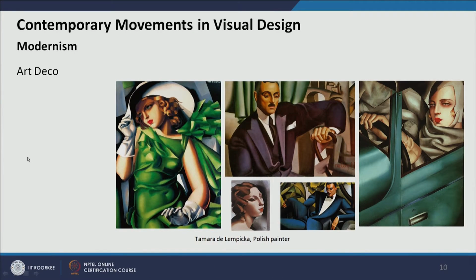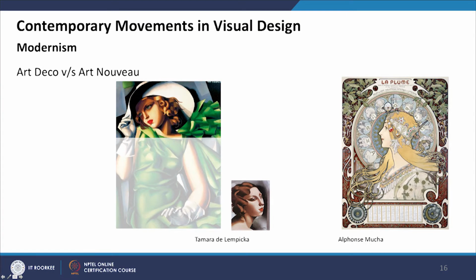This is Tamara de Lempicka's work. If you see the way she transforms the human figures and the draperies into more geometric abstraction, we can understand this better. If you see the way they are treating the hair here, and compare it with the way it was in the Art Nouveau style, they are drastically different.